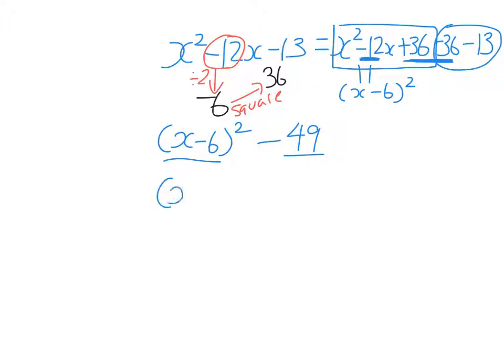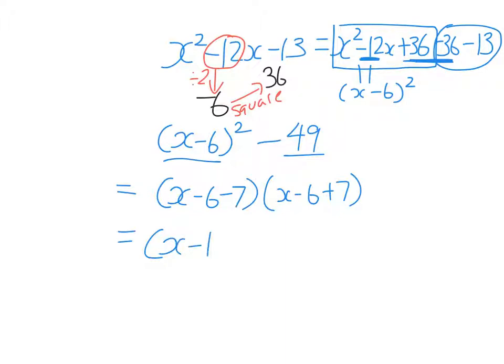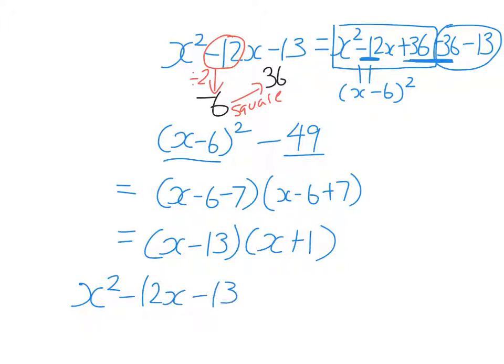So I take the first thing minus the second thing being squared, and the first thing plus the second thing being squared. Okay, and then I can just collect like terms. So −6 − 7 is −13, and −6 + 7 is positive 1. So I've just shown using difference of two squares that x² − 12x − 13 can be factorized as this. So I've used the difference of two squares to factorize a trinomial.